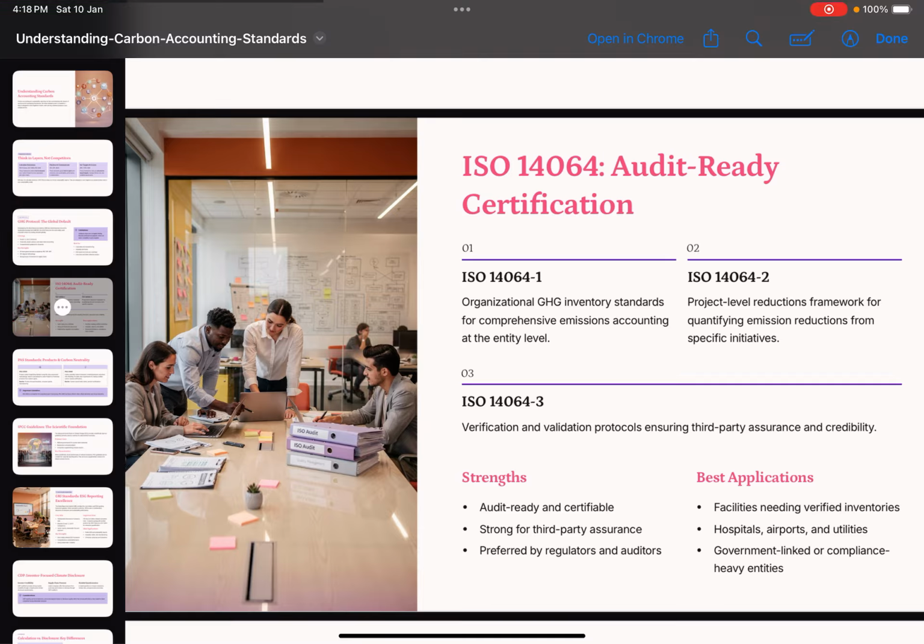Whereas ISO 14064-3 is about verification and validation, and that would ensure there is credibility to it. So obviously the strength of ISO 14064 is that it is audit-ready and certifiable. It is strong for third-party assurance, and it is preferred by regulators and auditors. The applications are hospitals, airports, and utilities, as well as some government-linked entities.